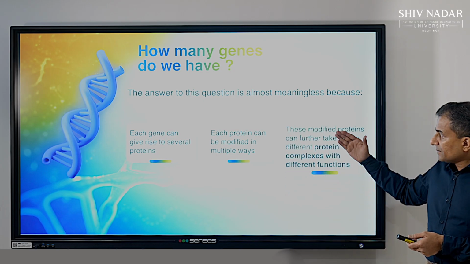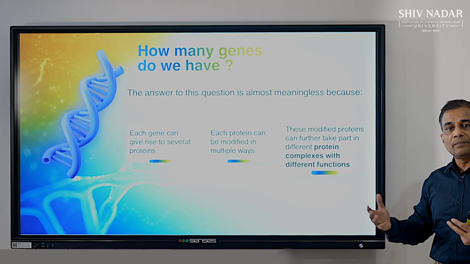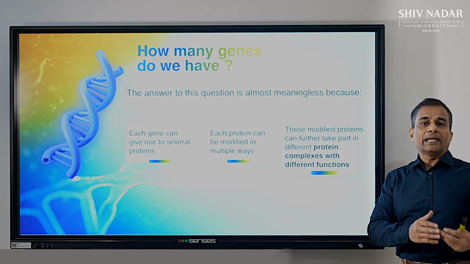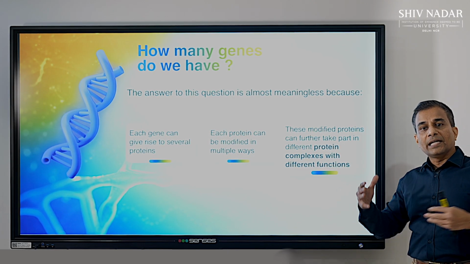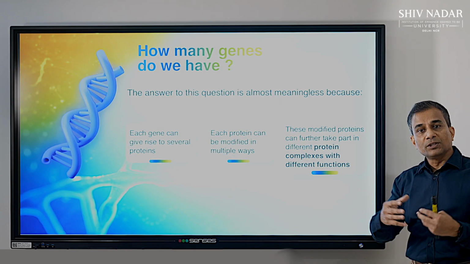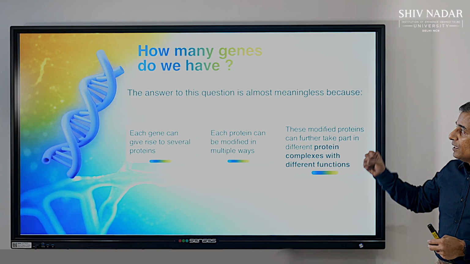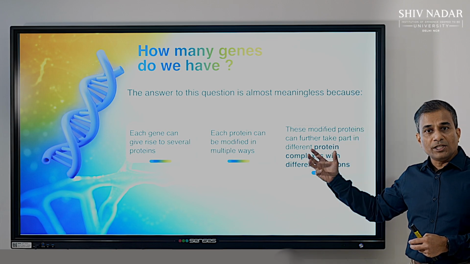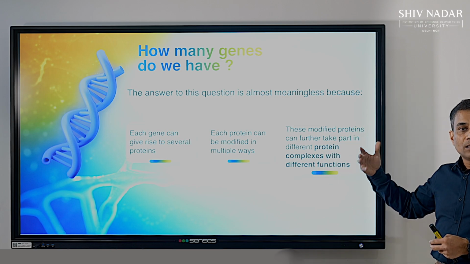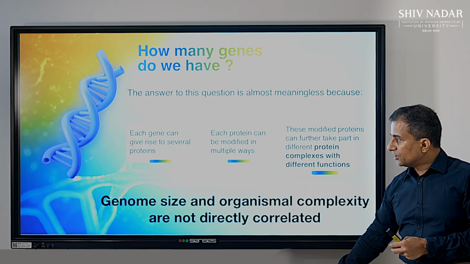And then finally, these modified proteins can further work in complexes. For example, if you have three proteins A, B, C, A can partner with B, B can partner with C, A, B, C all can come together. So there are multiple permutations and combinations in which these proteins can work together, and each of them will have a distinctive function. Therefore, with just a few genes, one can really encode multiple complex paradigms. And that's why it really doesn't matter how many genes we have.